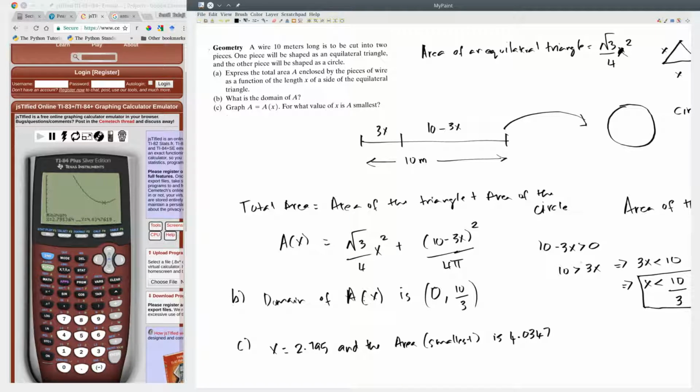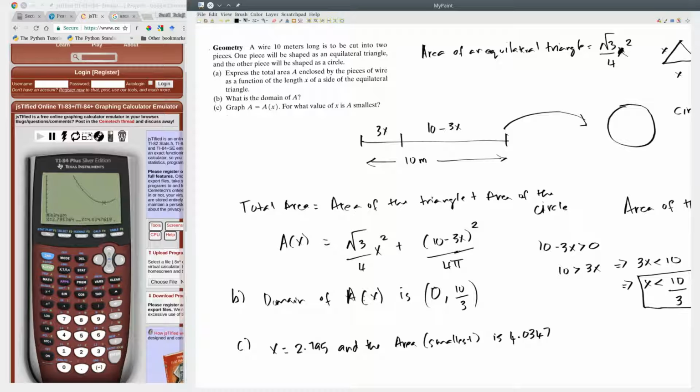To find the domain, we've got to keep in mind that the value of x has to be greater than 0, and this length, 10 minus 3x, has to be greater than 0 also. If that length has to be greater than 0, then doing a little bit of algebra, you can see x has to be less than 10 over 3. So the domain for the area is between 0 and 10 over 3. In other words, you cannot have an x value greater than 10 over 3 to find this area. You cannot have an x value less than 0 to find the area.